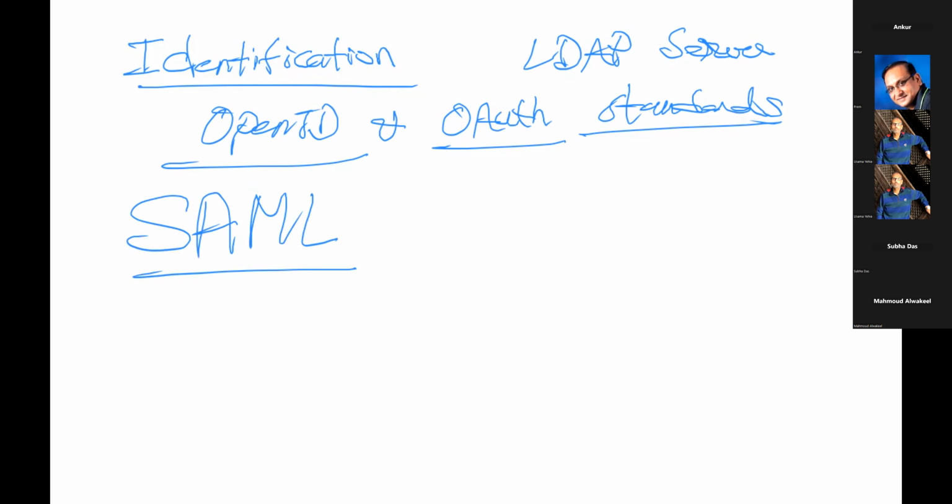But at least now we have to understand that the user can be stored in LDAP, and the protocol which is used for identification is SAML, and SAML is not only for authentication, identification, authorization, and so on. Okay.